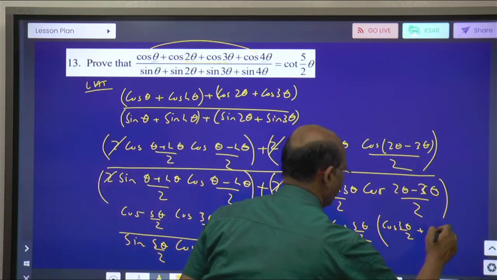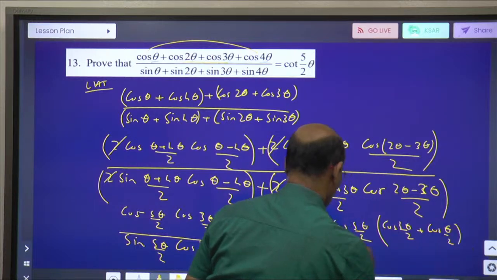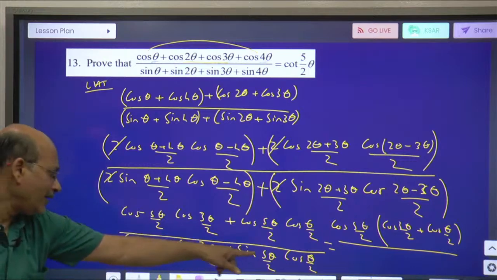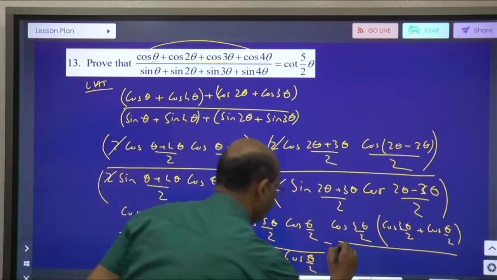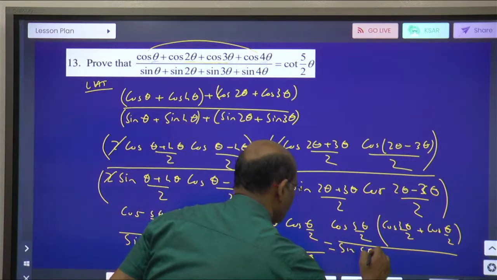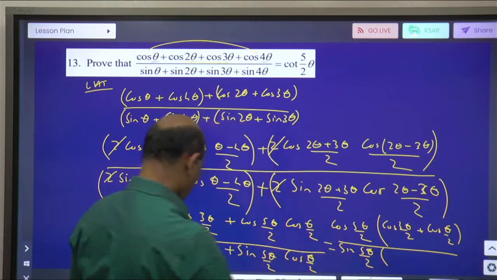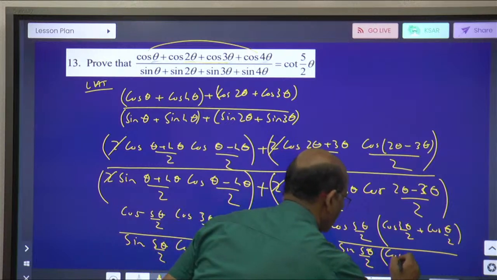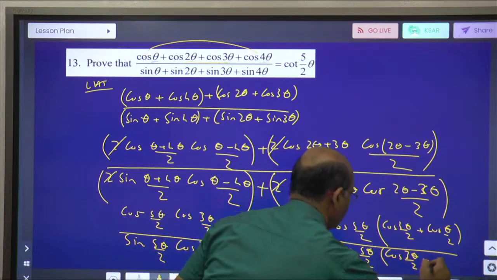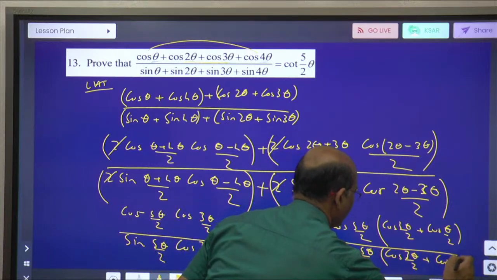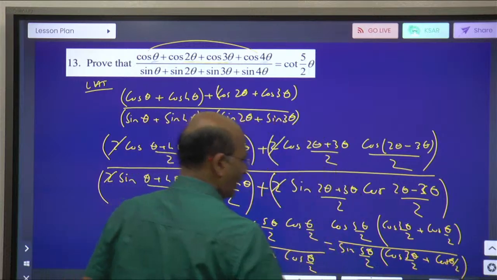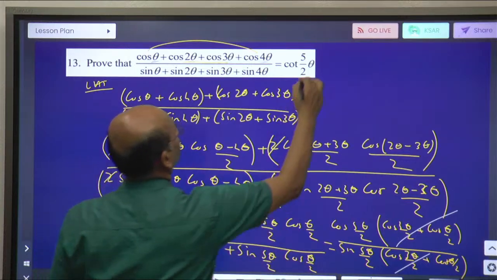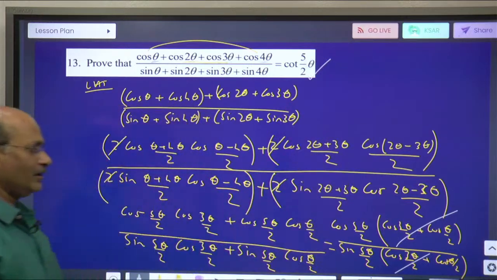plus cos θ/2, upon, look at the denominator, I can take sin 5θ/2 common. What remains here? Cos 3θ/2 plus cos θ/2. So finish, I can cancel this, and what is cos upon sin? Cot 5θ/2, proved.